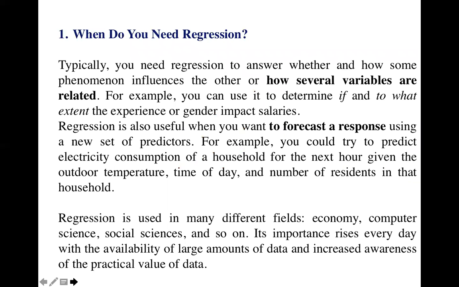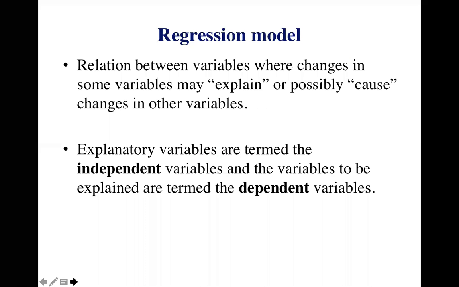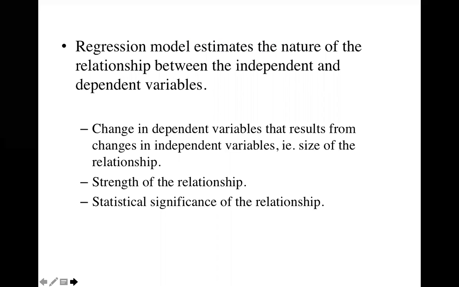And this is the need for regression. To forecast a response, we go for regression, and we study the relationship between several variables here. That is the need for regression. And in a regression model, the relationship between variables, where the change of a variable may explain some influence over the y-axis. Regression estimates the nature of the relationship between dependent and independent variables, how strongly they are correlated, and how a change in the dependent variable results from changes in the independent variable.